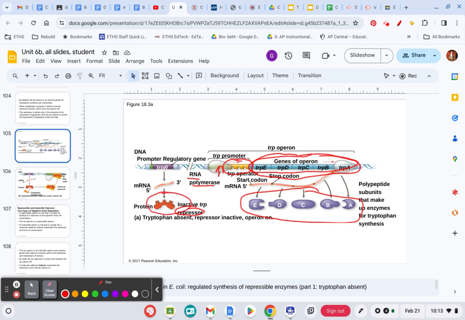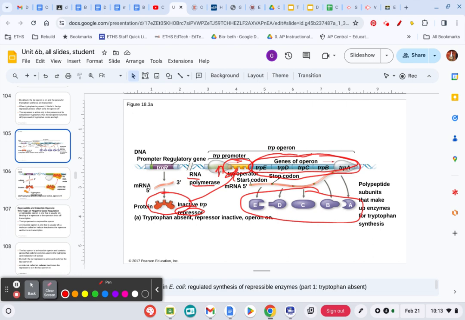And notice how it's kind of curved here. It has a shape that will not allow it to fit in that operator site. It's a little bit bent. It's not going to fit in there. It's like a puzzle piece. It's all wonky. It's not going to fit.